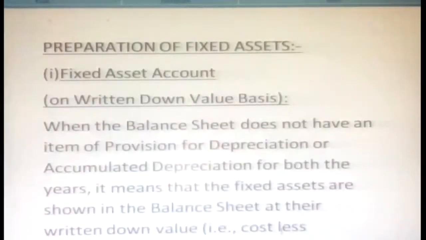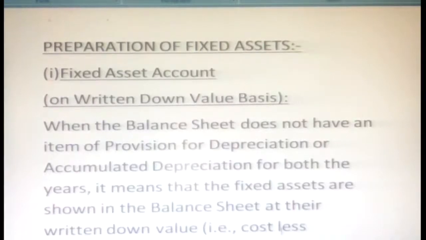So now we move to the preparation of the fixed asset account. This is also one of the important discussions here. If you are strong in your Plus One depreciation chapter, this preparation of the fixed asset account is very easy. You already know there are two types of depreciation calculation. One is written down value.